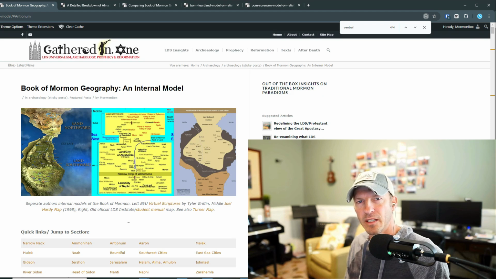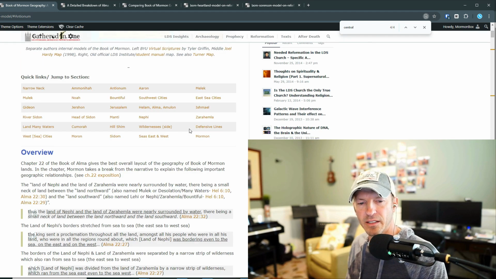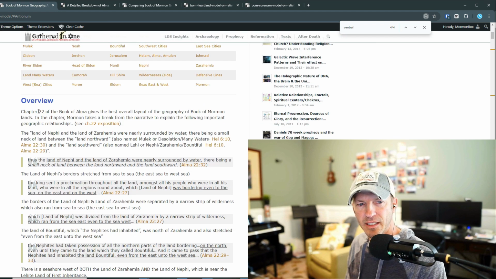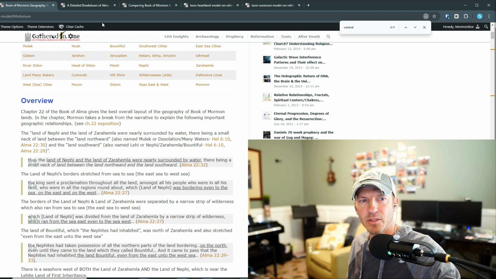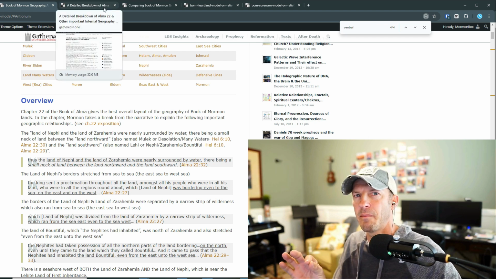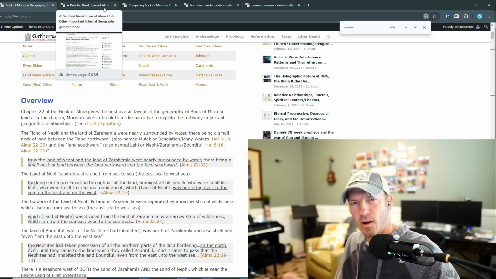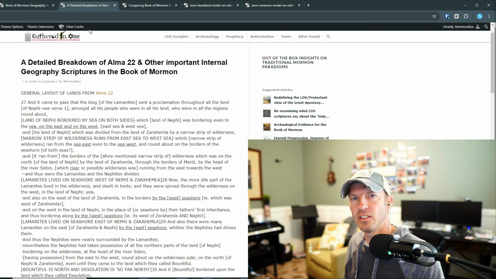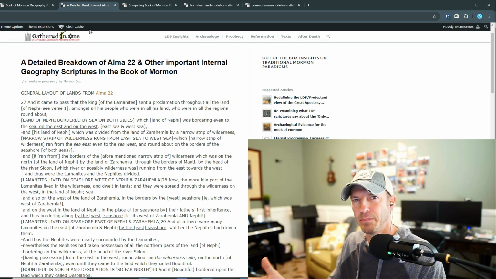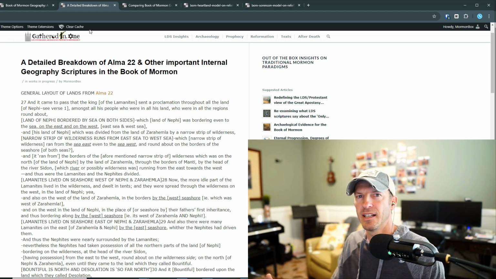But in this one, we are going to focus on one specific part of this. If you notice right here at the beginning of the overview, I do an exposition on chapter 22 of Alma, right? And Alma 22 is a detailed breakdown. It's the one chapter in the entire Book of Mormon that gives a general overview of the entire Book of Mormon lands. So we're going to go to that article and walk right through it, and we're going to actually build the internal model as we read it, right?